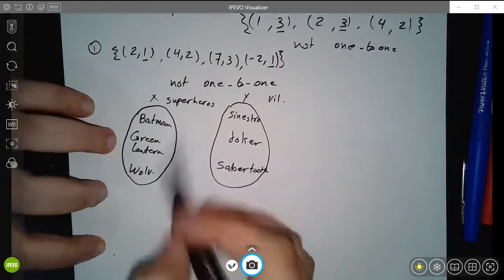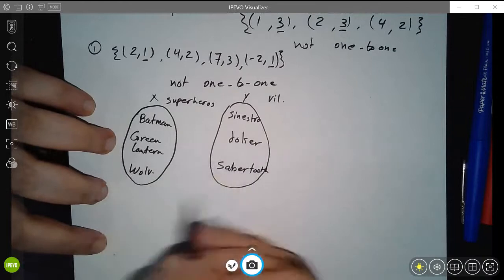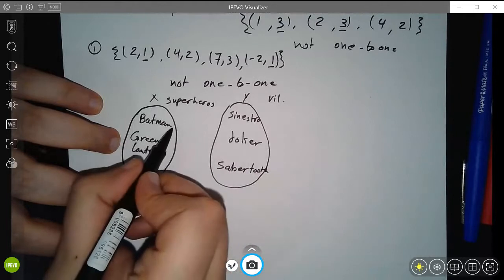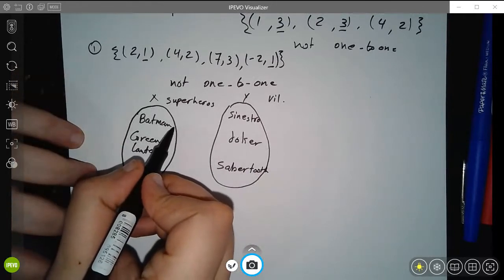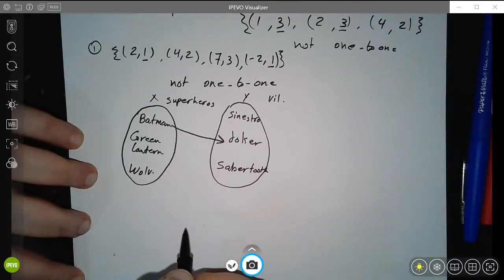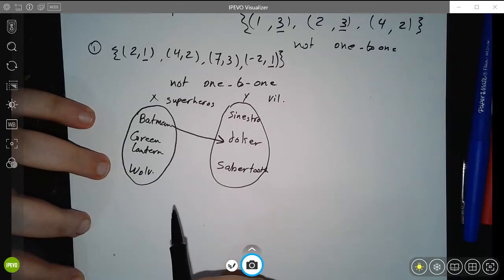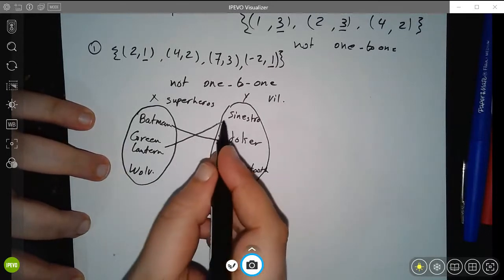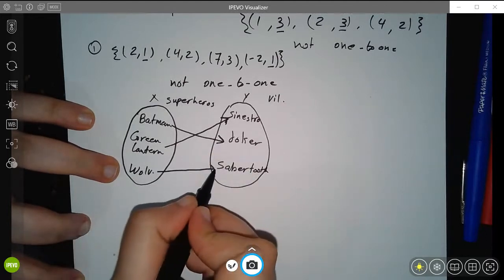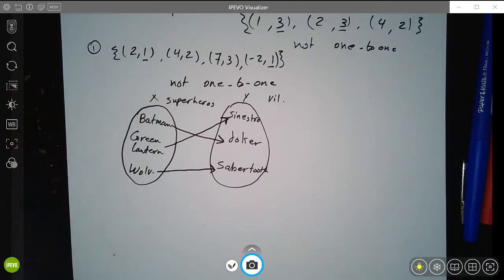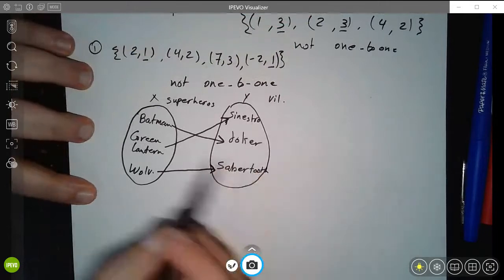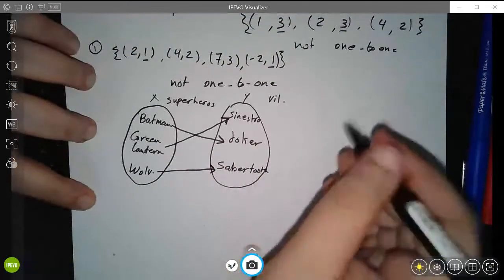So since you guys are probably familiar with these superheroes and their villains, which arrow goes where? Let's associate each X value with the correct Y value. Who's the villain for Batman? Joker. Yeah, so the arrow goes here, right? Okay. Who's the villain for Green Lantern? Sinestro. So the arrow goes there. And the villain for Wolverine is the remaining one, which is Sabretooth, right? Okay. So now that we look at it like this, as you can see, each Y value is only associated with one X value. So this is 1-to-1.